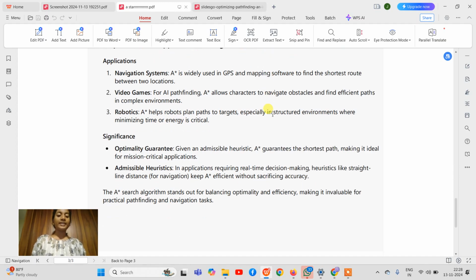Significance. Optimality guarantee: given an admissible heuristic, A star guarantees the shortest path, making it ideal for mission critical applications. Admissible heuristics: in applications requiring real-time decision making, heuristics like straight line distance for navigation keep A star efficient without sacrificing accuracy. The A star search algorithm stands out for balancing optimality and efficiency, making it invaluable for practical pathfinding and navigation tasks.